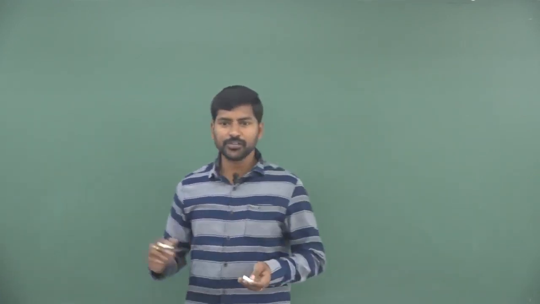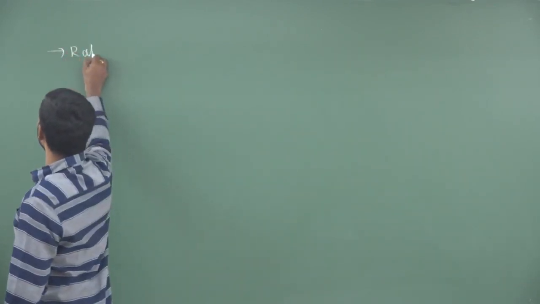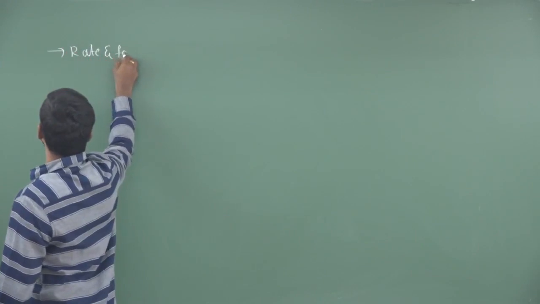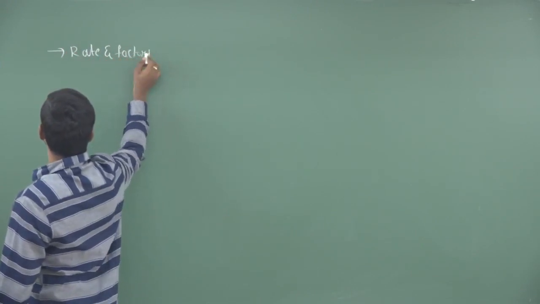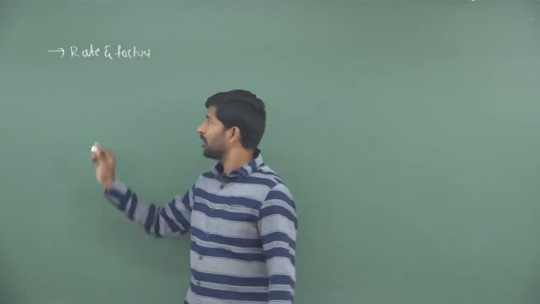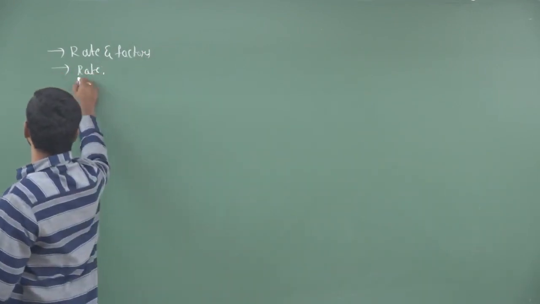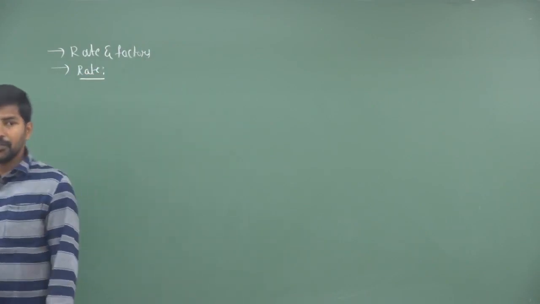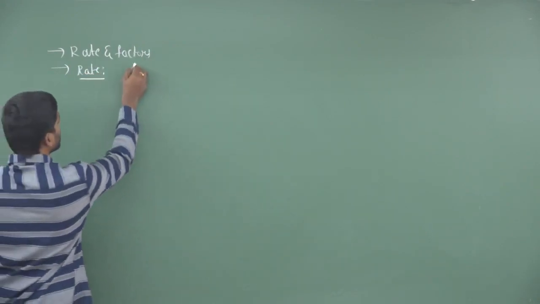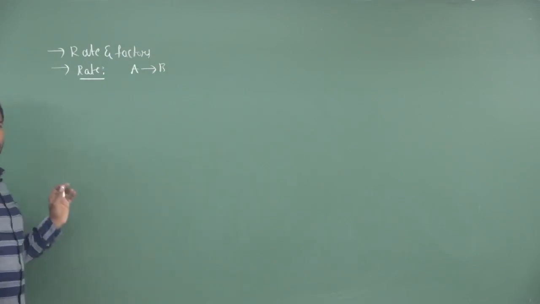Chemical kinetics gives information about what? It gives information about rate and factors affecting rate of reaction. Okay, so rate means what? If you have a reaction like this, A gives rise to B.